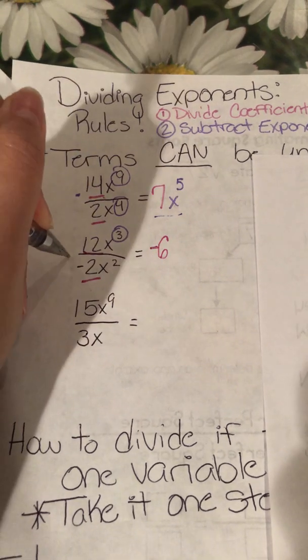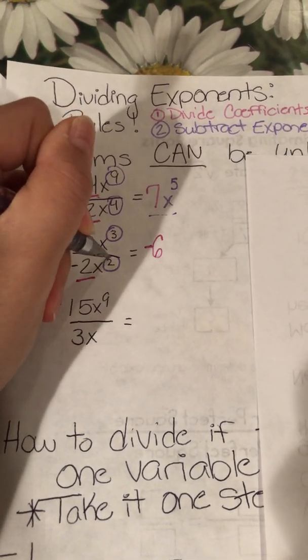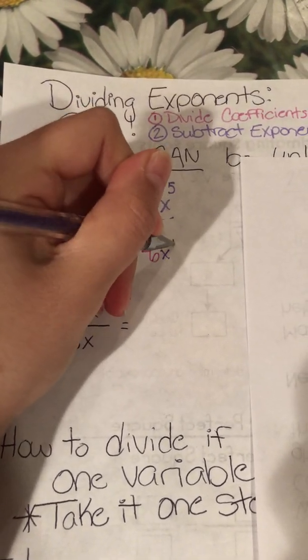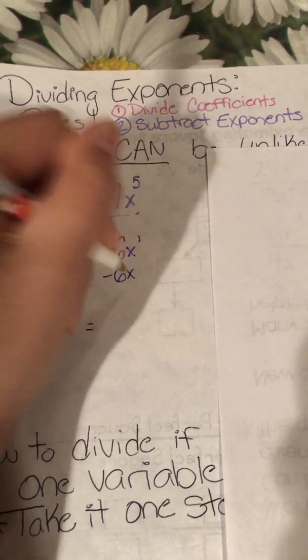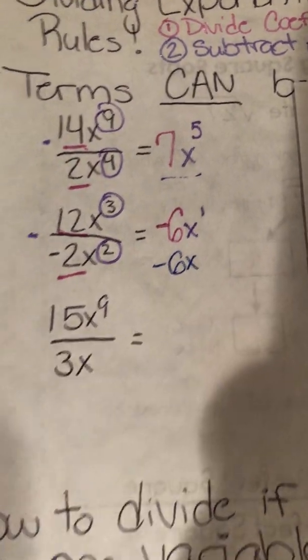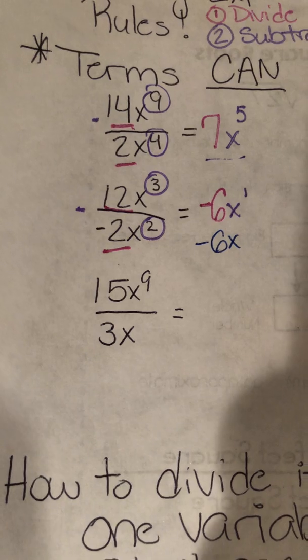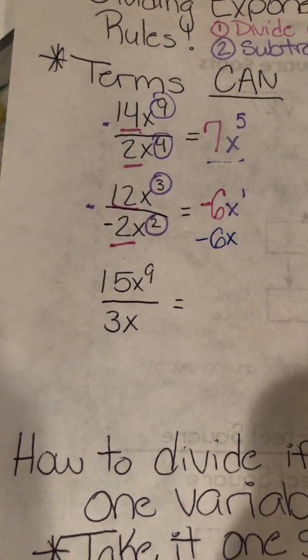3 minus 2 is 1. So negative 6x to the first is the answer. You could also write it as negative 6x. Either one is correct. And the last one, 15x to the 9th over 3x.